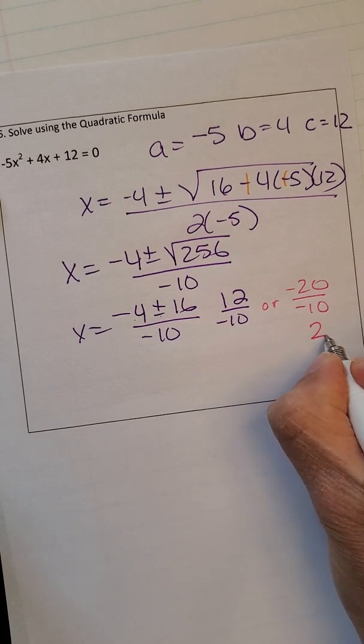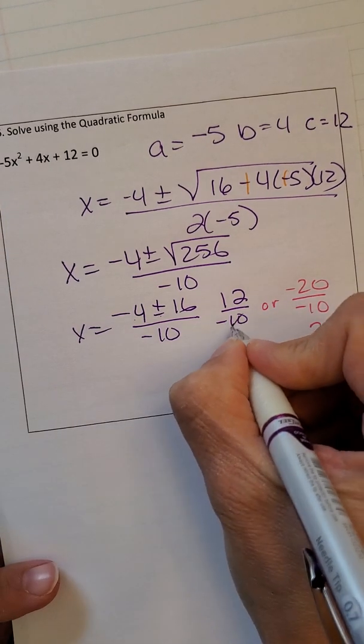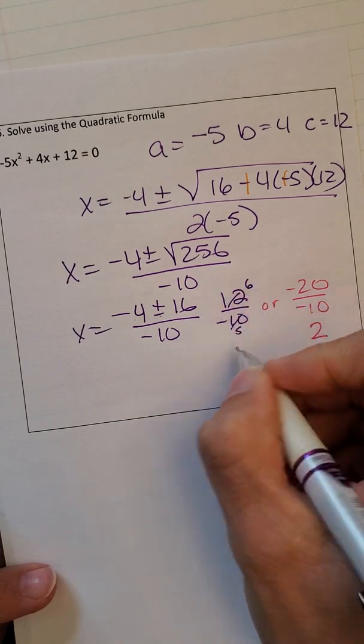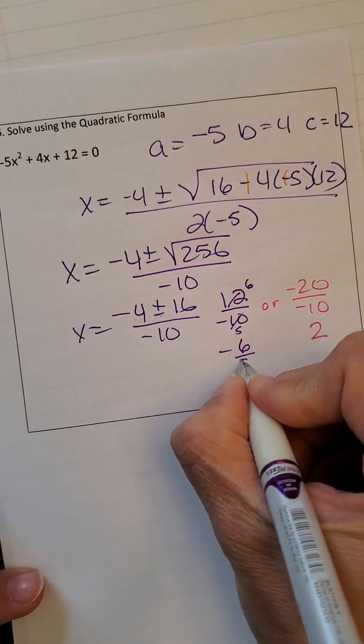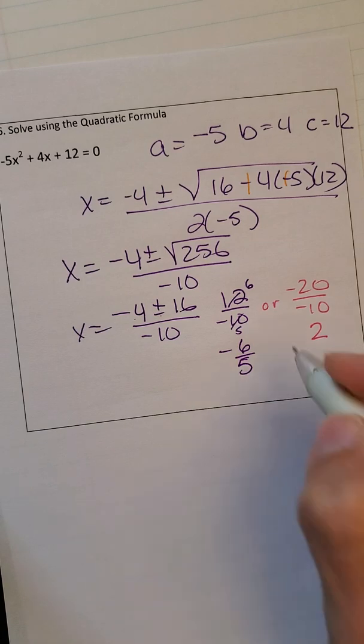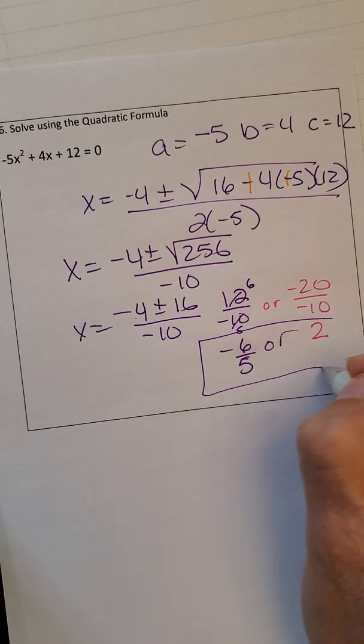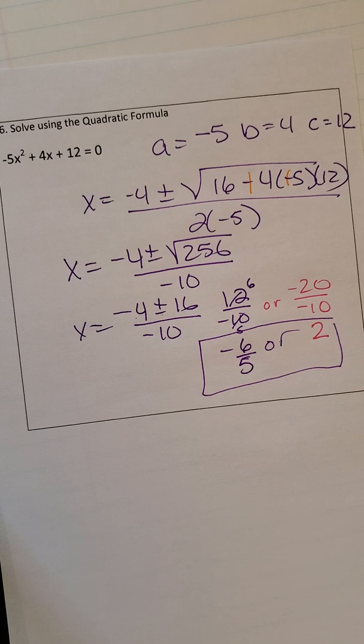This gets me a 2. And this, 2 goes into there 5 times, 2 goes into there 6 times. So this gets me a negative 6/5, or we're going to keep them as fractions. If you like decimals better, you can do decimals. And those are the 5 ways.